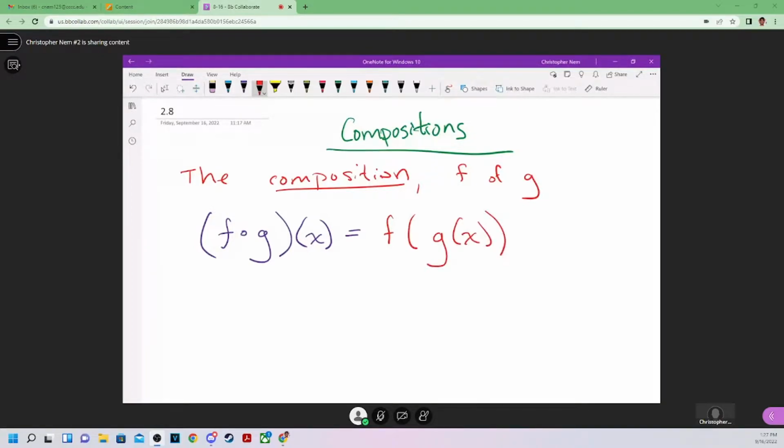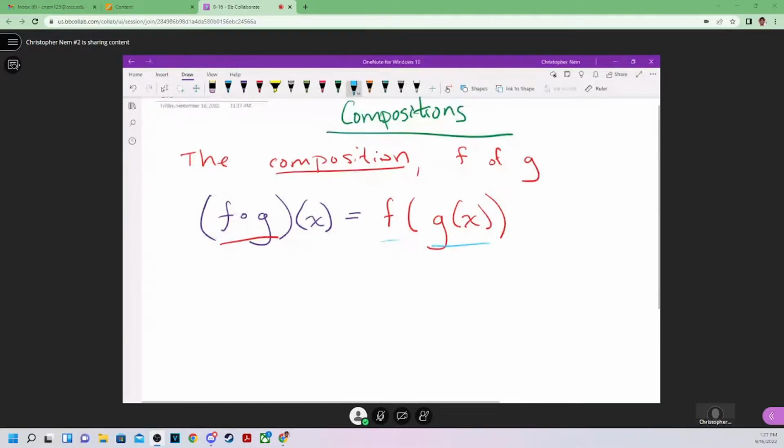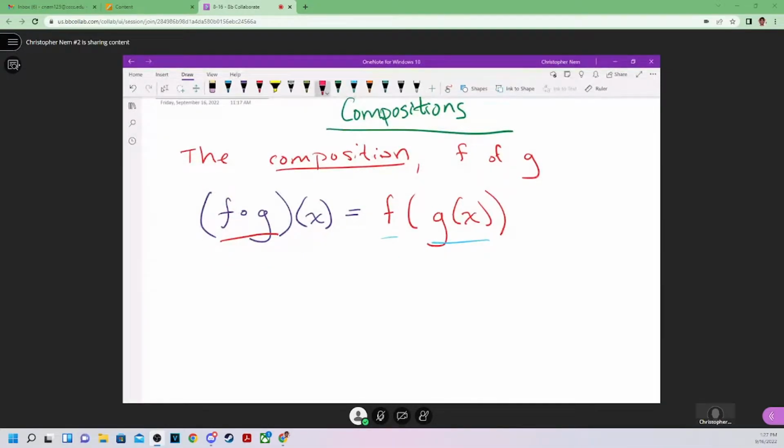Remember, when I use the word of, that denotes the input. So when I say f of g, we want to think that, hey, we have f, but we're throwing g inside of f. F of g of x. Now, there's a lot of things we need to talk about with this. So the first thing is domain. What is the domain of this new function we just constructed? F of g of x.